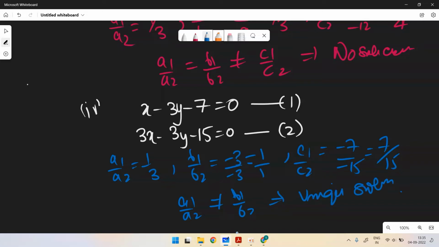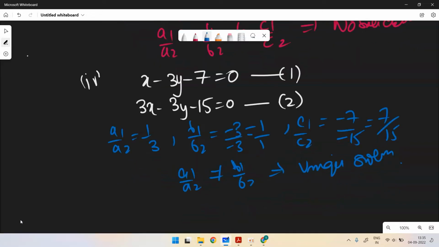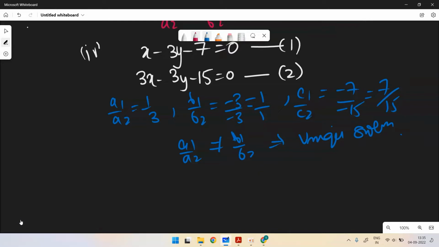Hence, you need to find the values of x and y for this equation. So first we need to write the formula. What is the formula? Remember, for x, the coefficients are a1, a2, b1, b2, and for this equation I am writing only c1, c2. This is for x, this is for y, and this is for the constant.